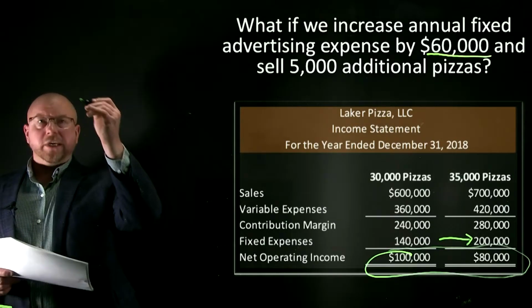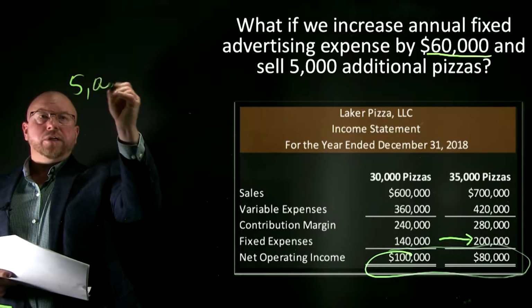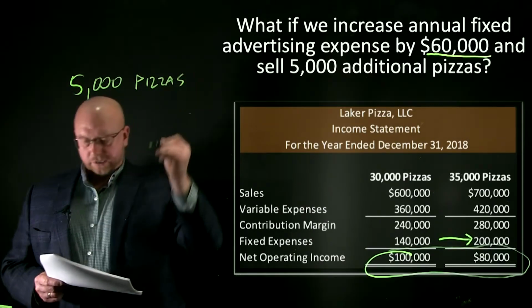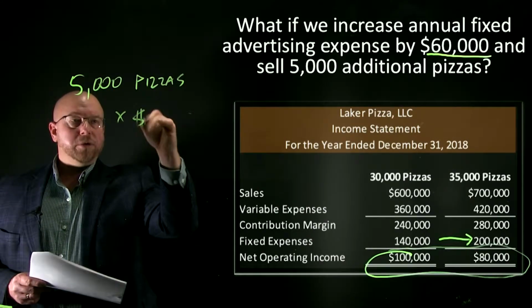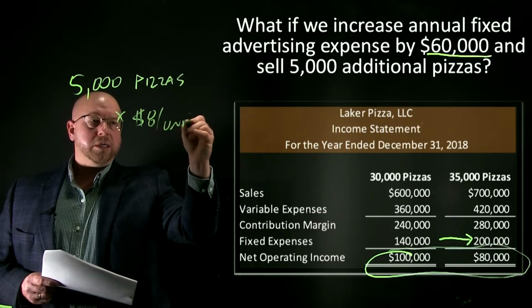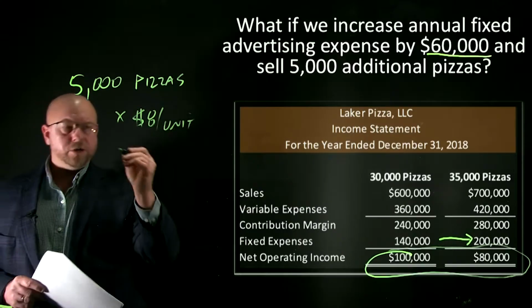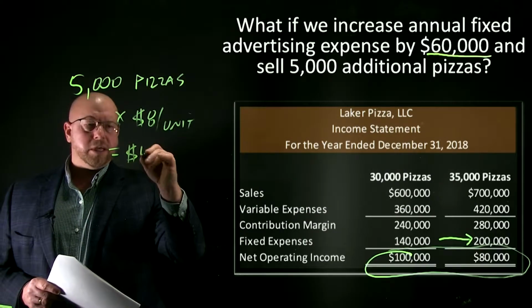So the question is this, if we just use the unit contribution margin, extra 5,000 pizzas, contribution margin per unit, I may have said contribution margin ratio, it's the unit contribution margin. Contribution margin per unit is $8 per pizza.